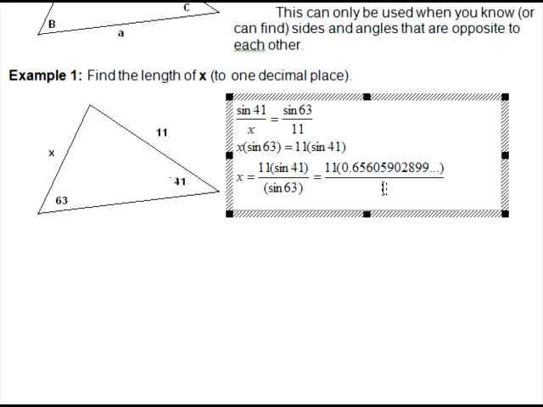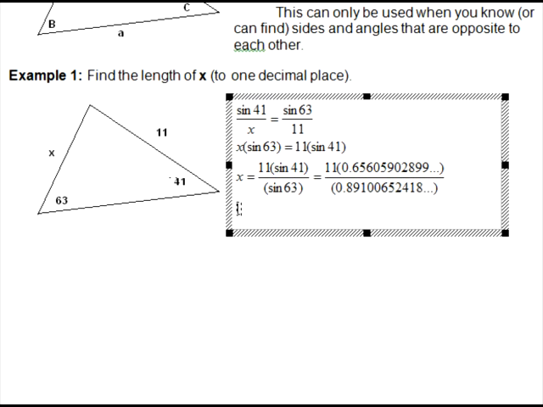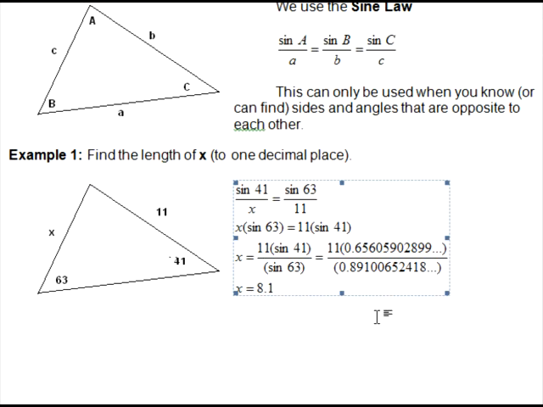And that's what I got for sine 41, that big decimal, 0.8910065248. And that x equals 8.1. Okay, so what I'm going to ask the supply teacher to do right now is to pause the video and make sure that everyone in the class is able to get 8.1 as an answer.